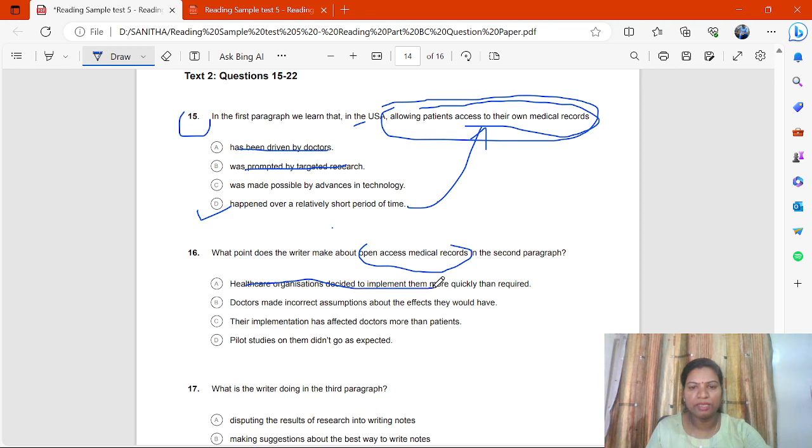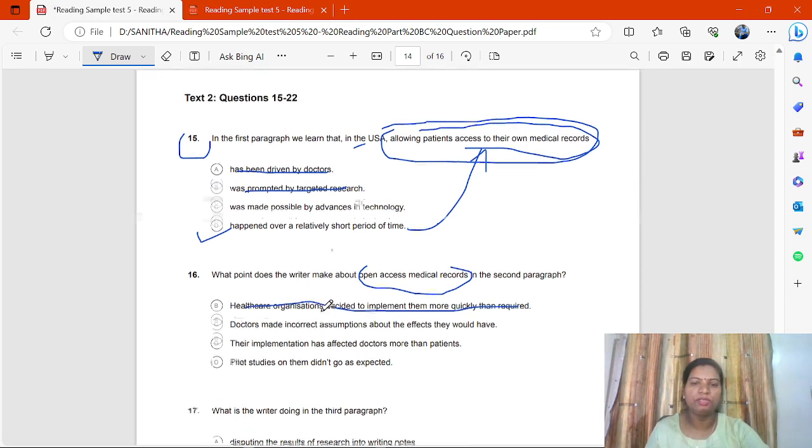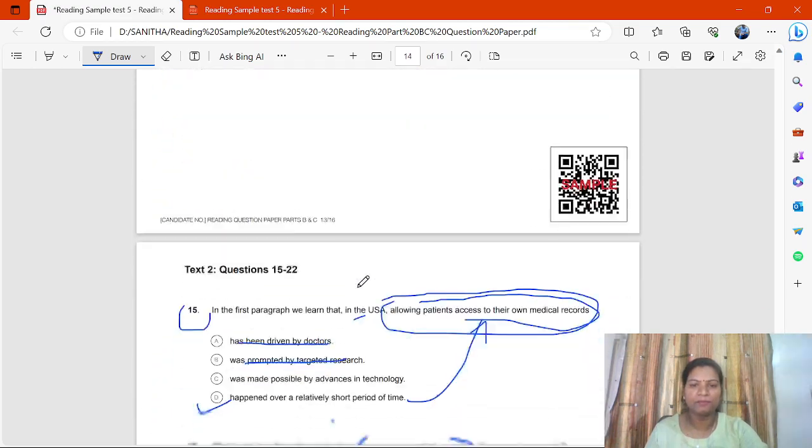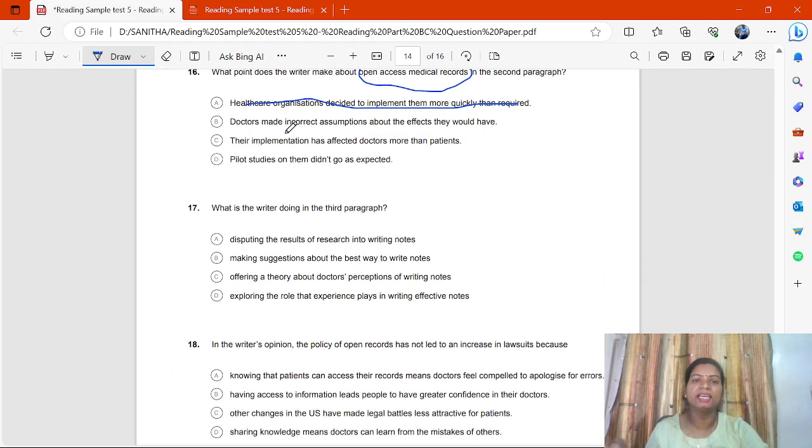Healthcare organizations decided to implement them. Okay. Next option: doctors made incorrect assumptions about the effects they would have. See, come to the passage. Primary care doctors worried about upset and confused patients contacting them or asking time-consuming questions during visits and requesting changes to what had been written. These concerns were largely unrealized, so something they are discussing here. Okay, something on this point they are discussing, so you can mark it as a query here. Doctors made incorrect assumptions about the effects they would have. So it is matching with the option, so you can mark a query there.